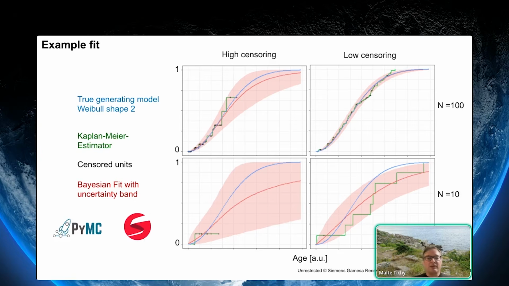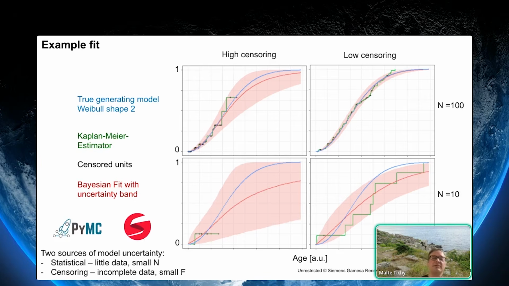So we see that in survival analysis, we have 2 sources of model uncertainty. It's not only the quantity of data that is a problem, the typical statistical noise. We want to have lots of data typically, but also the information content of the data. Do we have a lot of censoring, or do we have little censoring? Both aspects play a role.